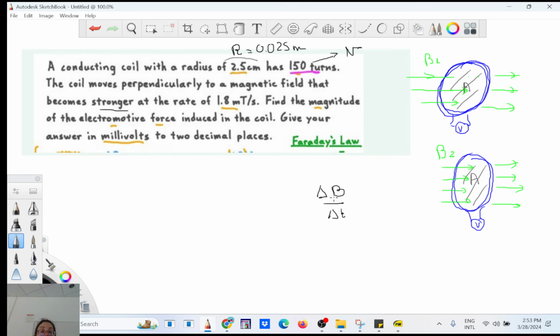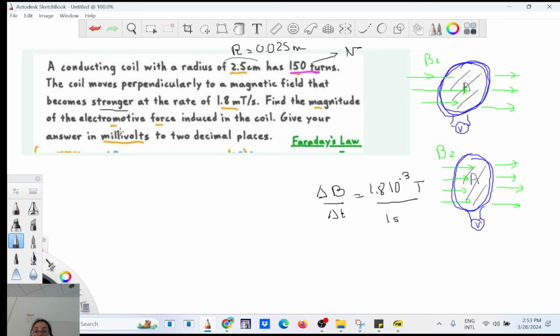Okay, it's a change per unit time, which is 1.8 times 10 to the negative 3 Tesla for 1 second. So it's going to increase at this rate. Like if you say I make $20 per hour, that's a rate. Same thing here, it's a rate.